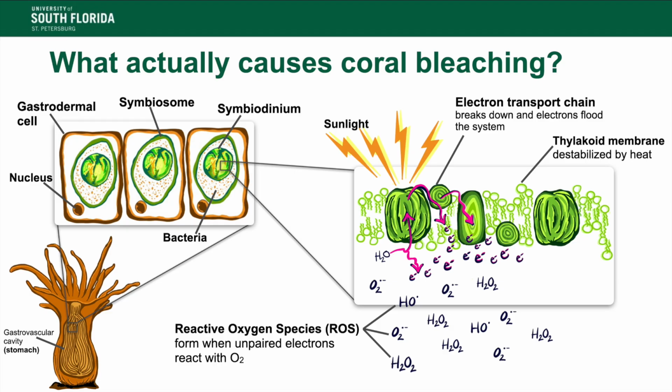Symbiodinium. When temperatures rise, the thylakoid membrane begins to destabilize, disrupting the electron transport chain. As unpaired electrons flood the system, they react with oxygen and form a variety of toxic reactive oxygen species, or ROS.